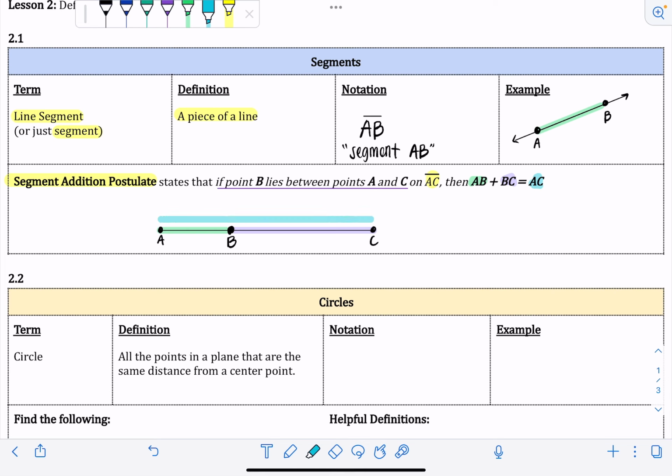So now that we see the picture, that totally makes sense. If we take 2 segments and we put them side by side, then their total distance is going to be the sum of the 2 separate distances added together.